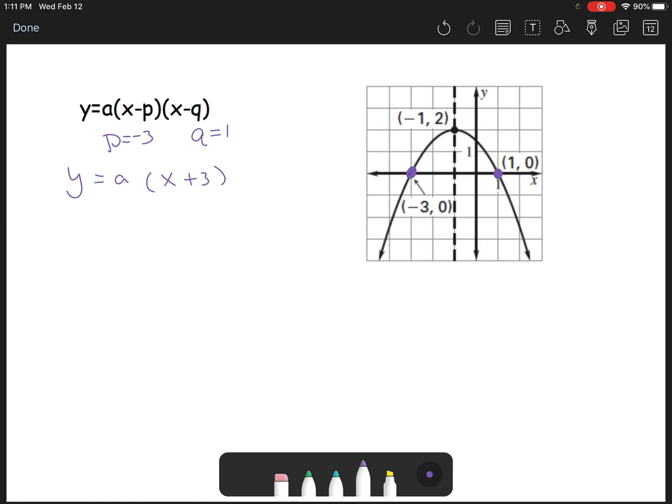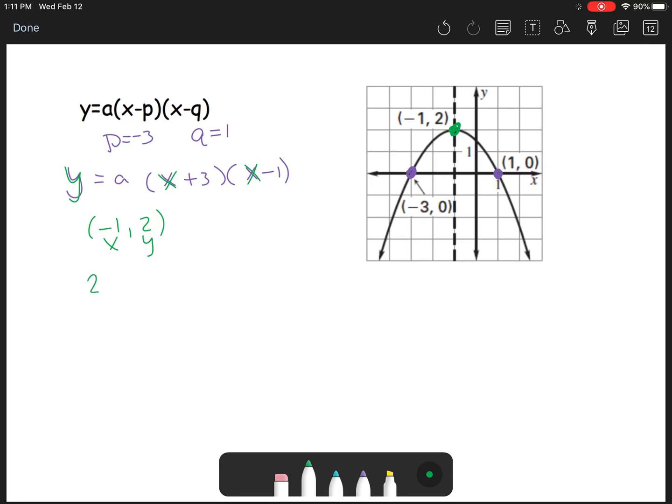So x minus negative 3 would just be x plus 3, and x minus 1 would just be x minus 1. Well, we still need to find a, so I'm going to pick a different point. They already found the vertex for us, so I'm going to let (-1, 2) be my extra point, so I know that x is -1 and y is 2.